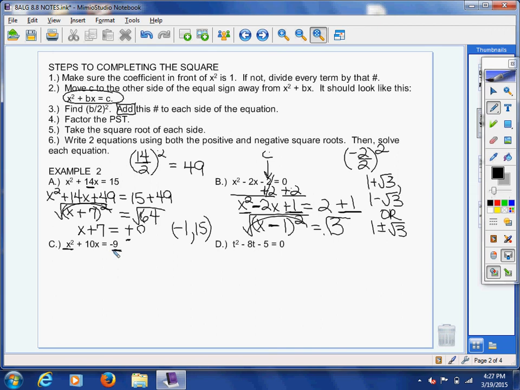Got it. Find b divided by 2 squared. Okay? So 10, we got to take 10, divide it by 2, and then we need to square that number. Well, 10 divided by 2 is 5. 5 squared is 25. So that's the number we're going to add to each side. Okay?